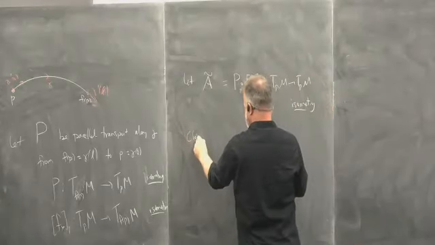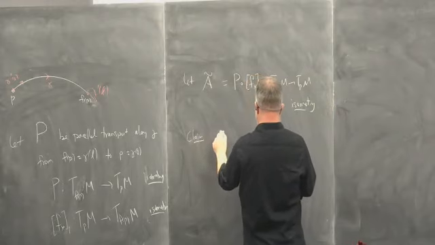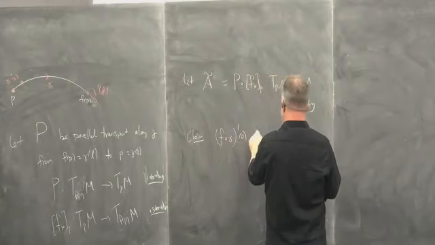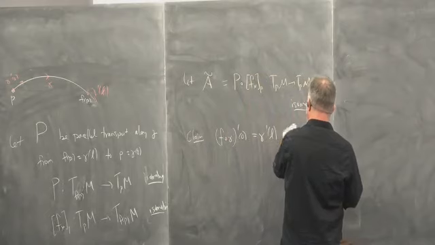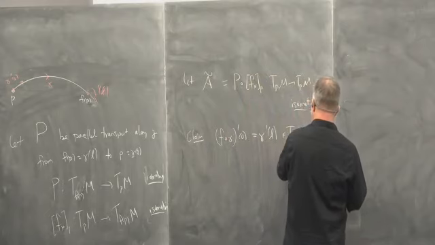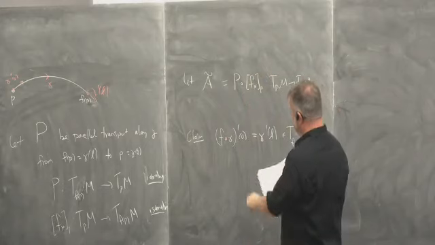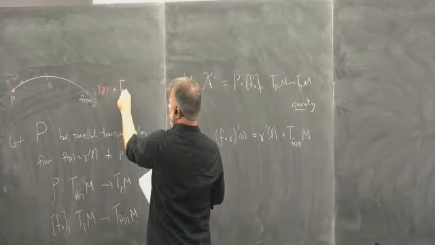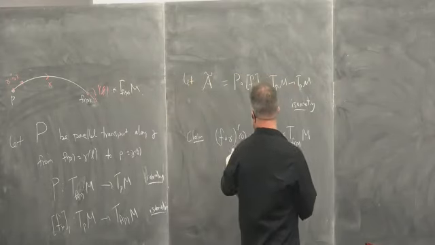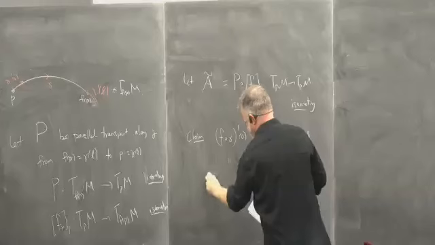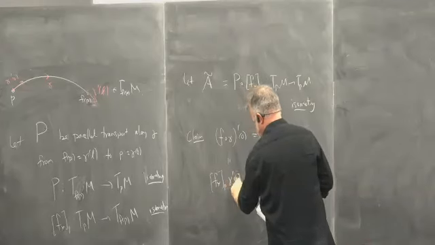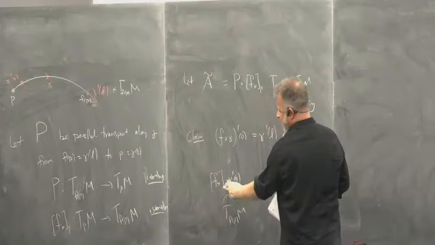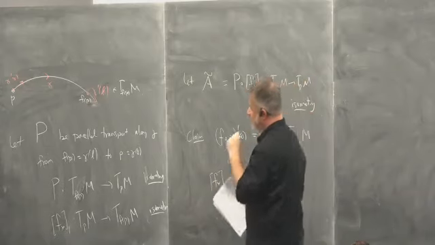So I claim that f star of gamma prime at 0 is equal to gamma prime of L in T_{F(P)} M. Okay, so let's make sure that this makes sense. Gamma prime of L is in this picture here. It's in T_{F(P)} M. And where does this live? By definition of the push forward, this is also in T_{F(P)} M. This is applying f star P to gamma prime of 0.